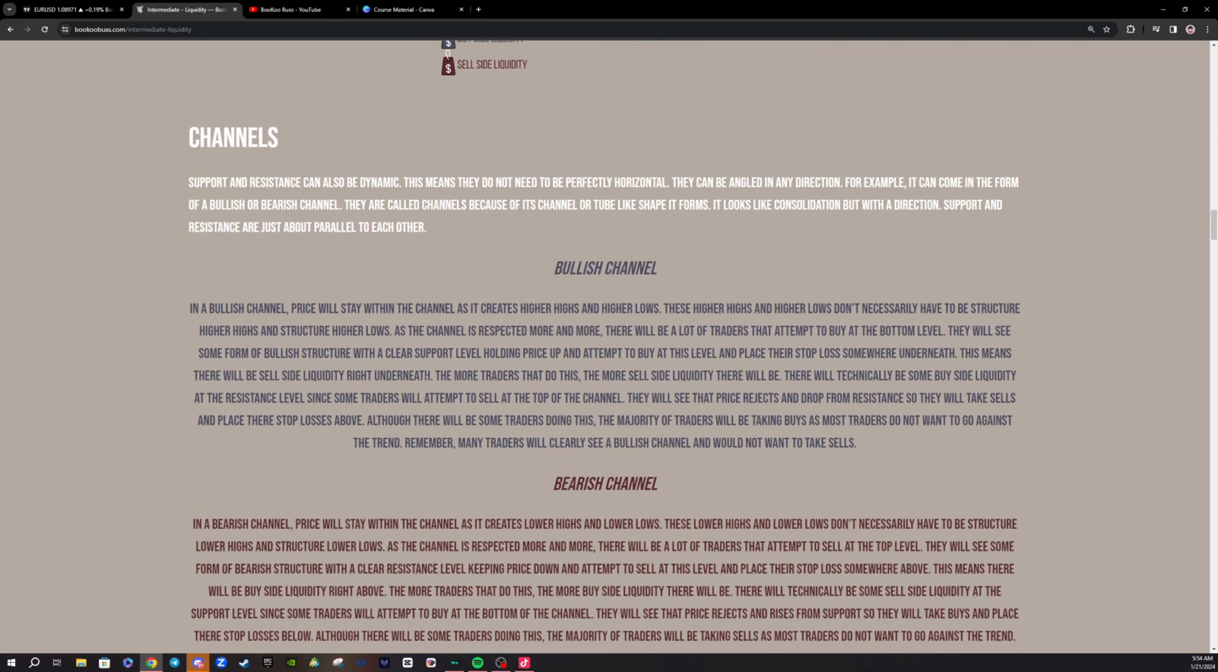Channels. Support and resistance can also be dynamic. This means they do not need to be perfectly horizontal. They can be angled in any direction. For example, it can come in the form of a bullish or bearish channel. They are called channels because of the channel or tube-like shape it forms. It looks like consolidation, but with a direction. Support and resistance are just about parallel to each other.